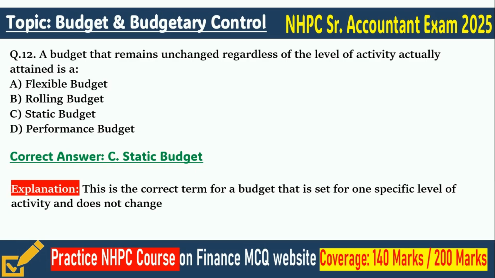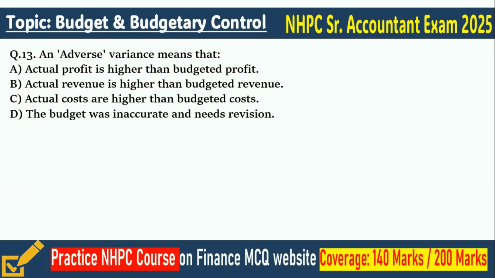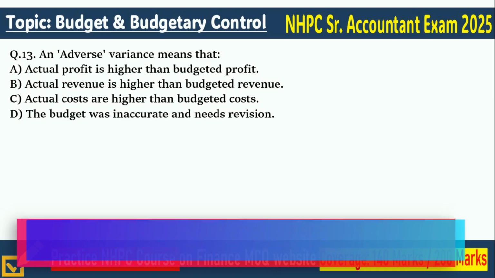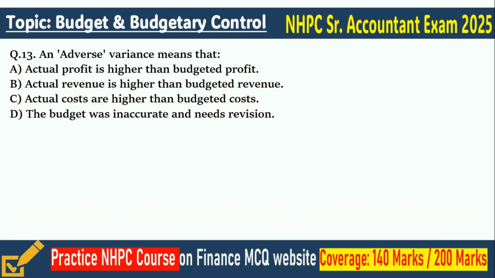Moving on, next question. Friends, an adverse variance means option A, actual profit is higher than budgeted profit. Option B, actual revenue is higher than budgeted revenue. Option C, actual costs are higher than budgeted cost. Option D is the budget was inaccurate and needs revision. So, friends, very obvious question. Please think, let me know the correct answer in the comment box.